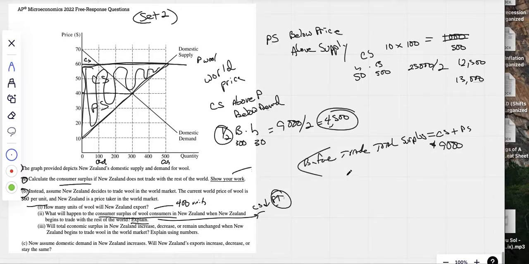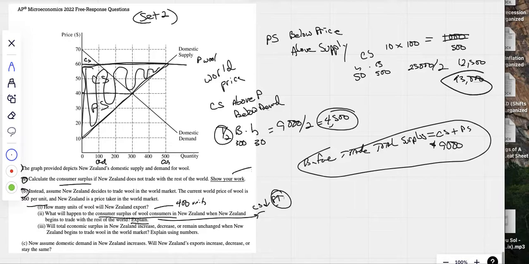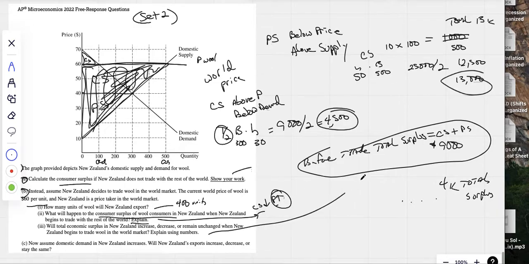From 9,000 before trade, after trade we have a total surplus of 13,000. So 9, 10, 11, 12, 13 looks like we gained 4,000 of total surplus. Obviously, we can recognize that our consumers have lost, but our producers have gained. So when we're talking total surplus, it's both of those and what happened with the change. All right, and we want to make sure we use the numbers so they can see that we've done our work.